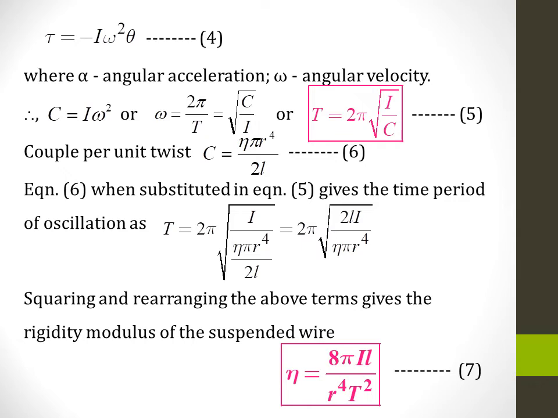Squaring and rearranging the above terms in order to find the rigidity modulus of the suspended wire, we obtain finally the rigidity modulus eta to be equal to 8 pi Il by r power 4 T square. This we represent as equation 7.